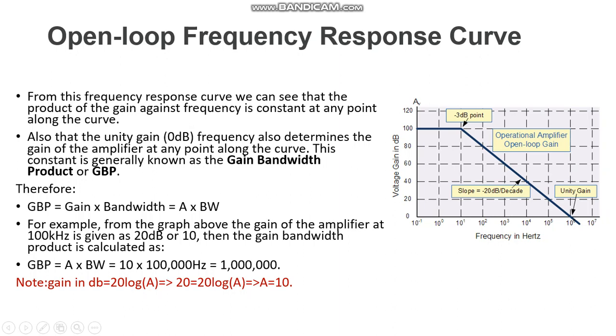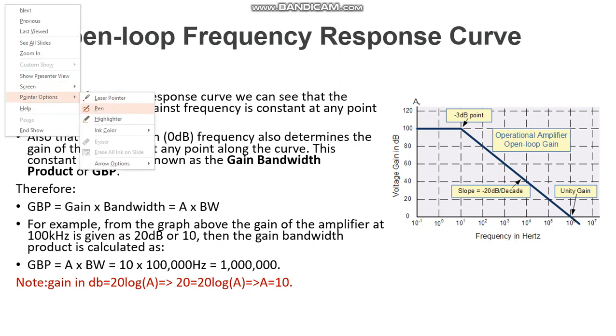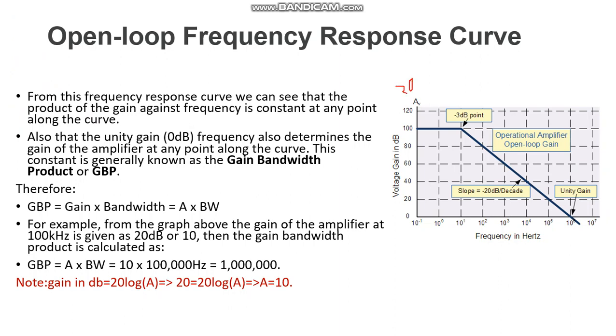At this point, 20 log A is 20, so the dB is 20. The normal gain in dB is 20 log A, that is 20. A equal to what? 10. That is the normal gain. This is the 20 log A scale. So here 20 means what? 20 log A equal to 20, A is 10. For example, if the graph of the gain of the amplifier at 100 Hz is 20 dB, then gain is 10. So this is gain.